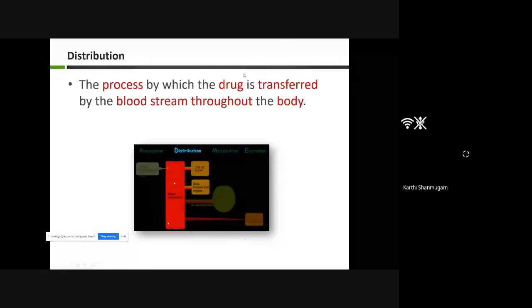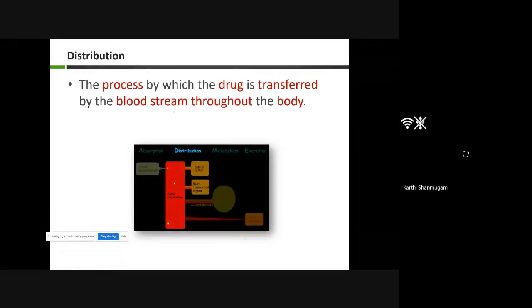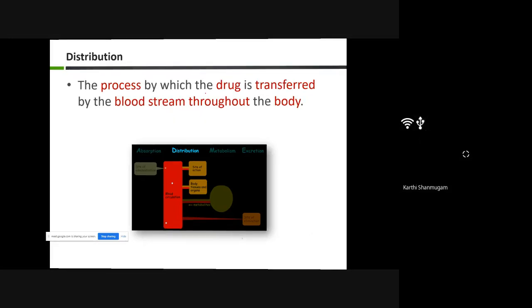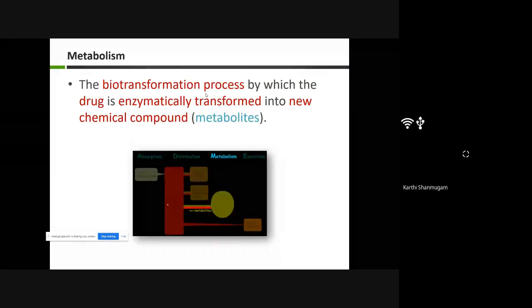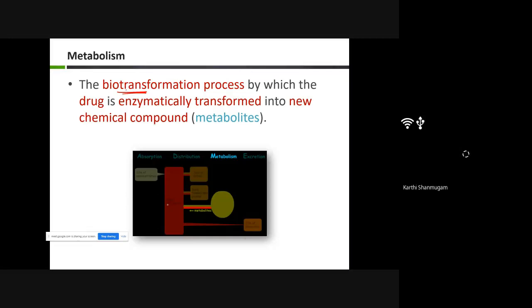So if you look at the definition for distribution, we can definitely say that this process is also a translocation process, because as per definition, it is the process by which the drug is transferred by the bloodstream through the body. So coming to the definition for metabolism, metabolism is a biotransformation. The name itself says that it's a transformation process, not a translocation process.